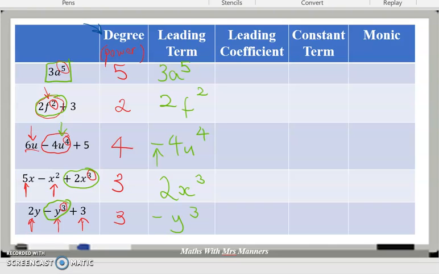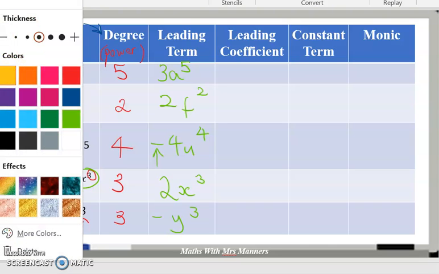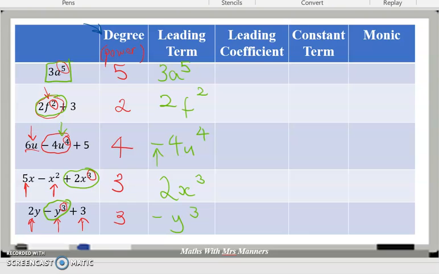Now, the leading coefficient is very easy to find once you have the leading term. The leading coefficient is just the coefficient of the leading term. The coefficient is the number at the front. So whatever the number at the front of that term is, that is the entire coefficient.